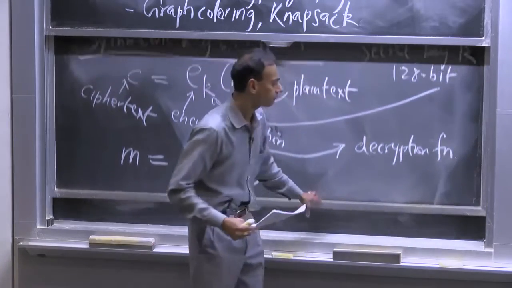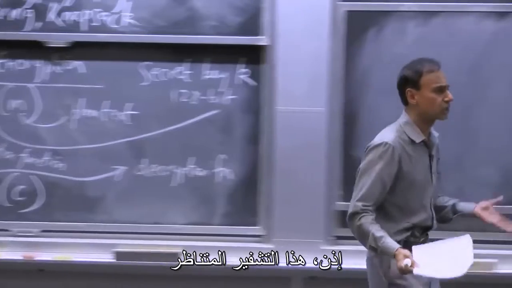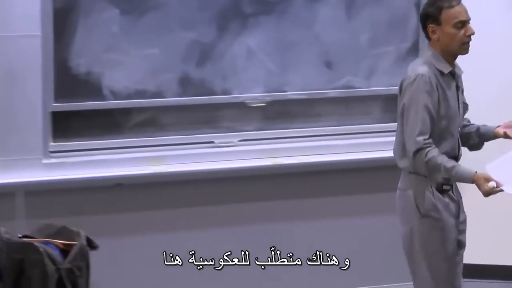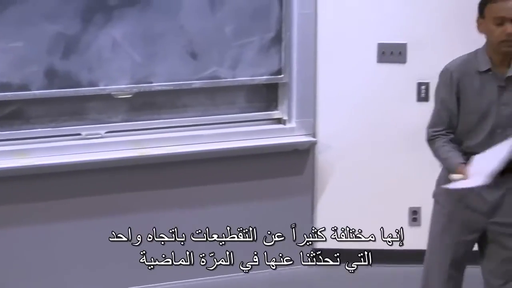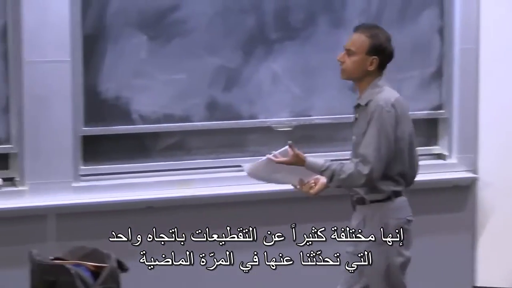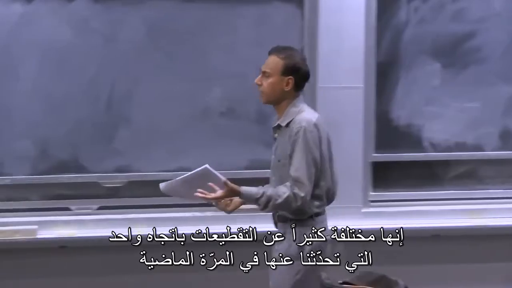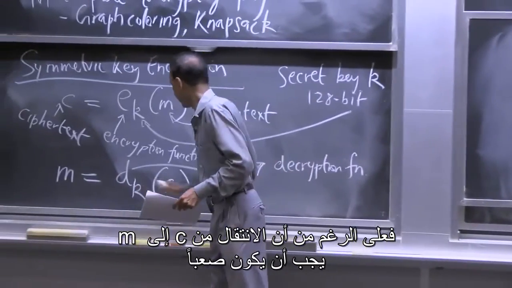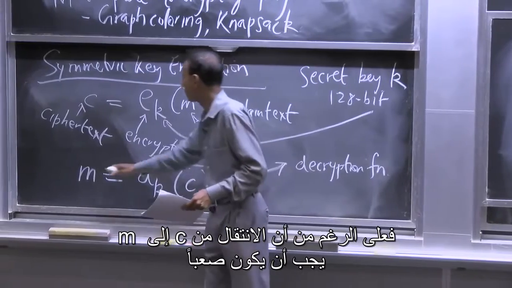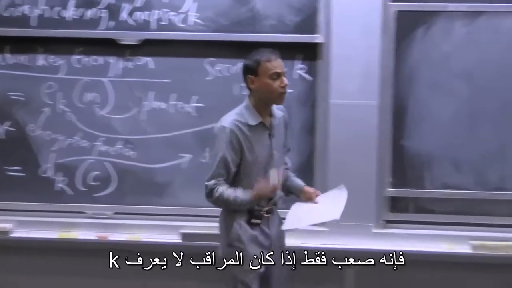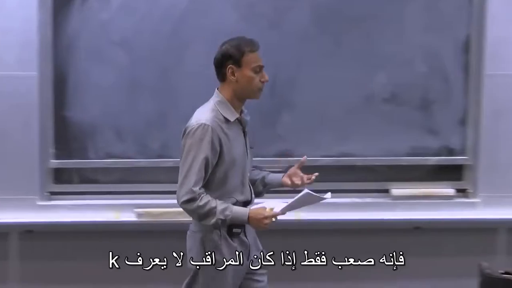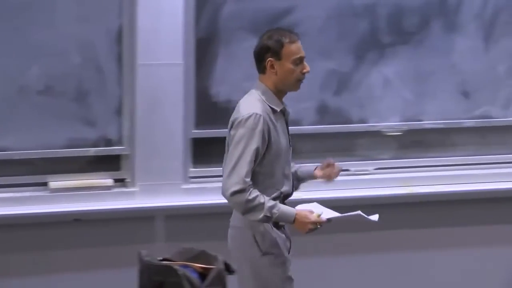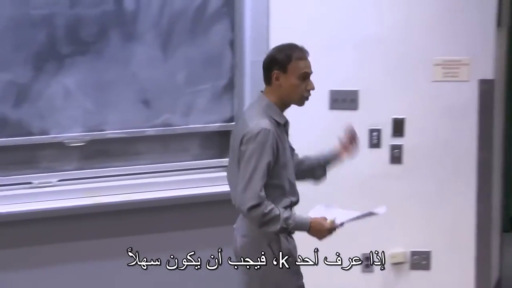All right? So that's what a symmetric key encryption is. And there's a requirement of reversibility here. So it's a lot different from one-way hashes that we talked about last time, because here, while you want going from C to M to be hard, it's only hard if the adversary doesn't know K. If anybody knows K, it should be easy.